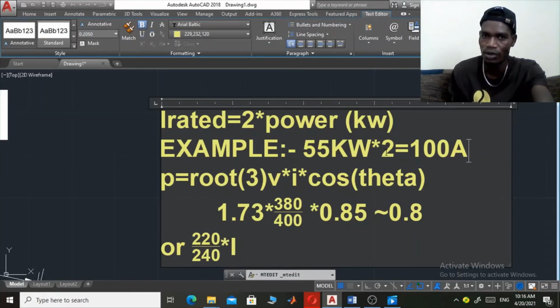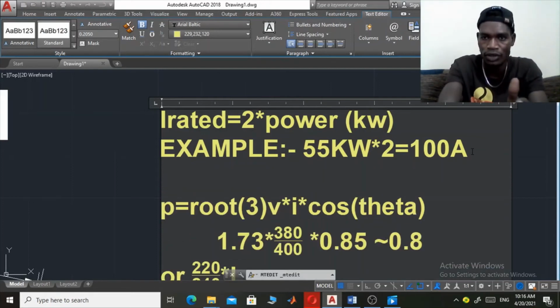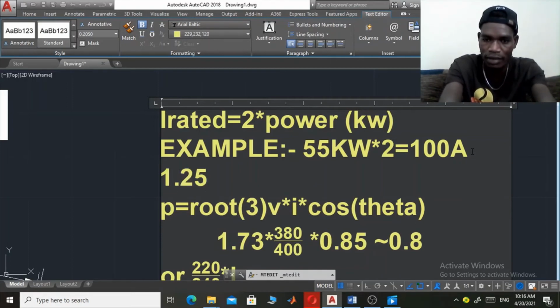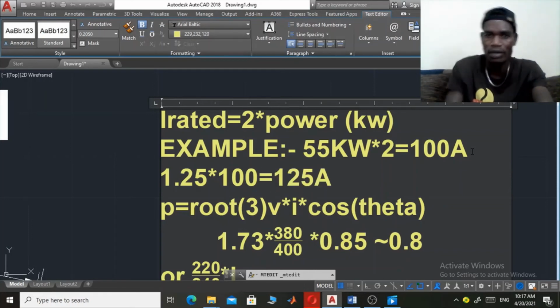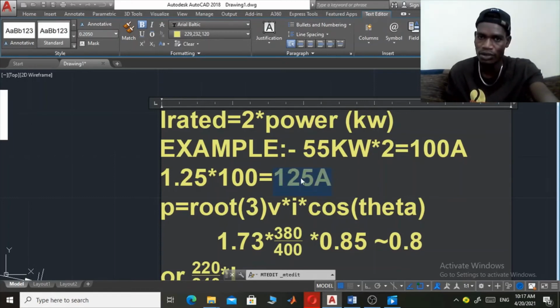So this is for Irated. If instantaneous current is needed in this case, you have to multiply again by 1.25 times this 100, which is equivalent to almost 125 ampere. By the way, I'm going to share with you the very big difference between this number and this number. So this is for the Irated current.